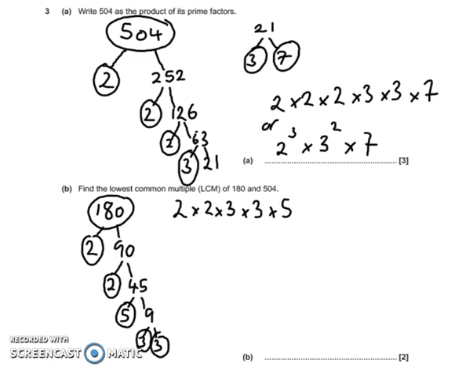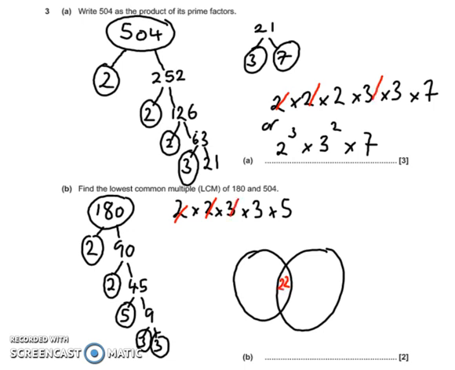So, to find the lowest common multiple, what I need to do is draw 2 circles, a Venn diagram. In the intersection, I'm going to put in all the common prime factors. So I can see that a 2, a 2, a 3 and a 3 are going to go in the intersection. So there's the first one going in, a 2. Then there's another 2. Then there's a 3. And then there's another 3.